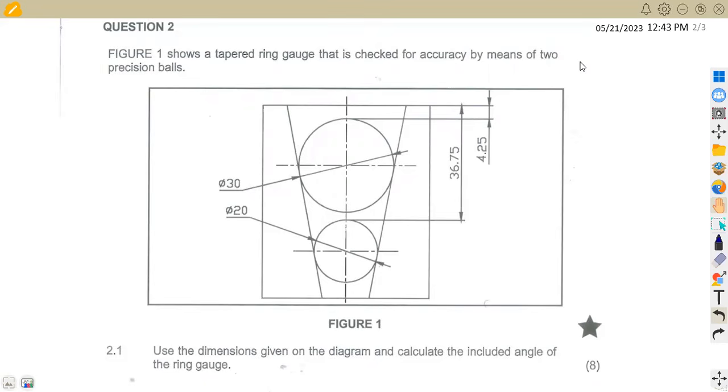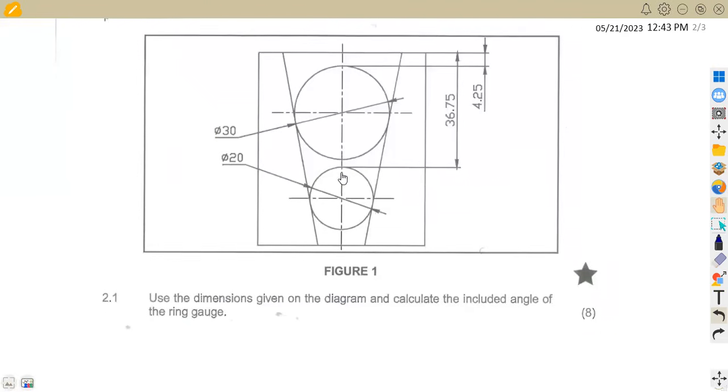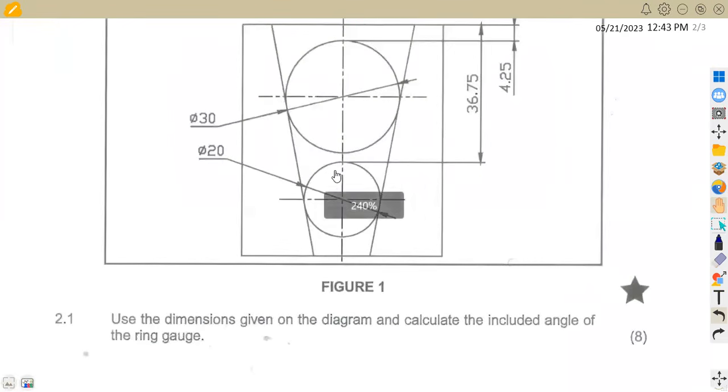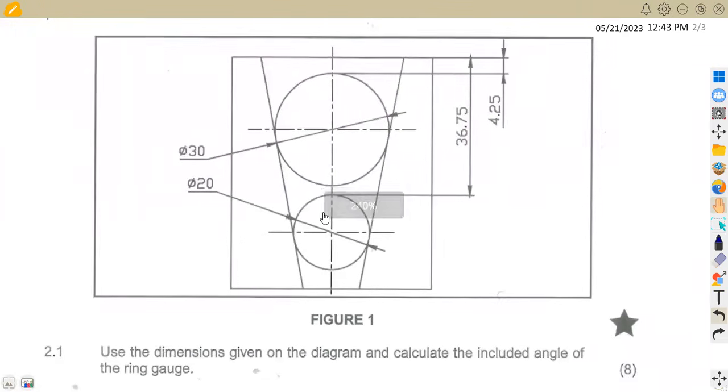So we are given here the question paper of March 2023, where we're given Fig 1, which shows a tapered ring gauge. Okay, so this is a tapered ring gauge that is checked for accuracy by means of two precision balls. So we have got the two precision balls here. All right, so we are given that. Let's just increase so that we see properly here.